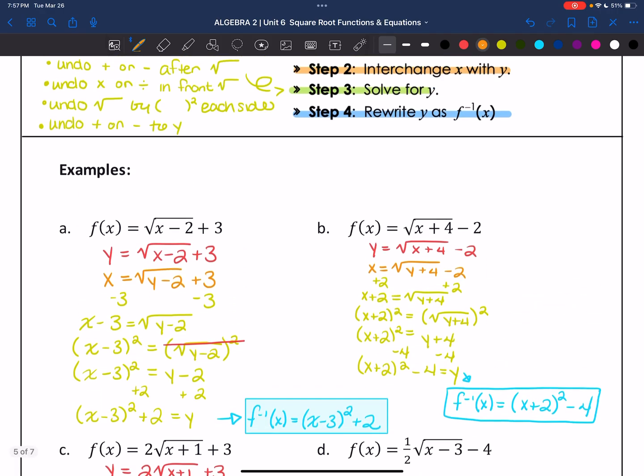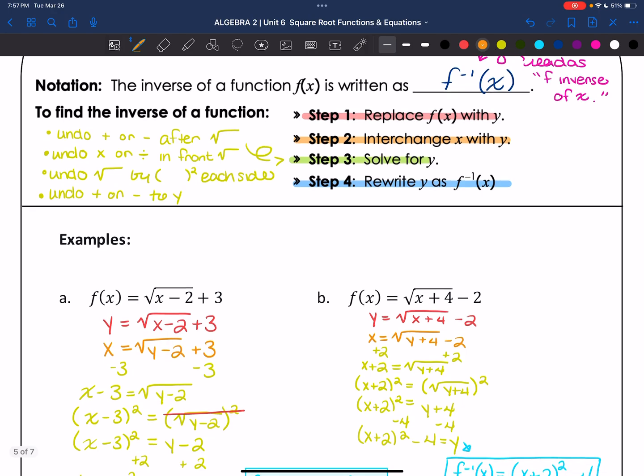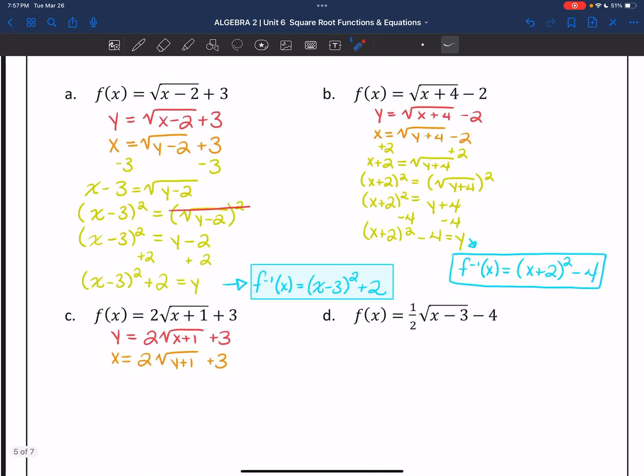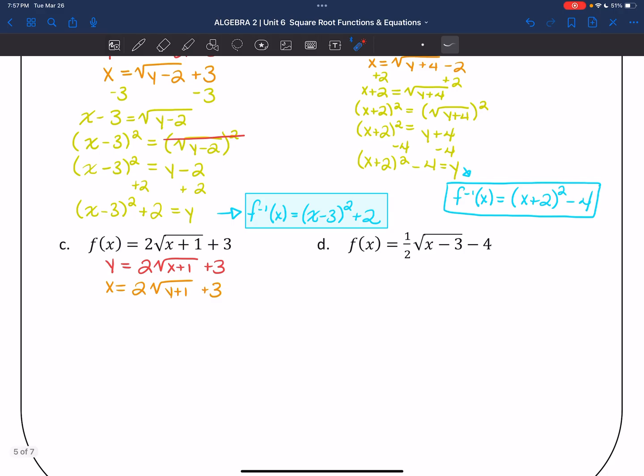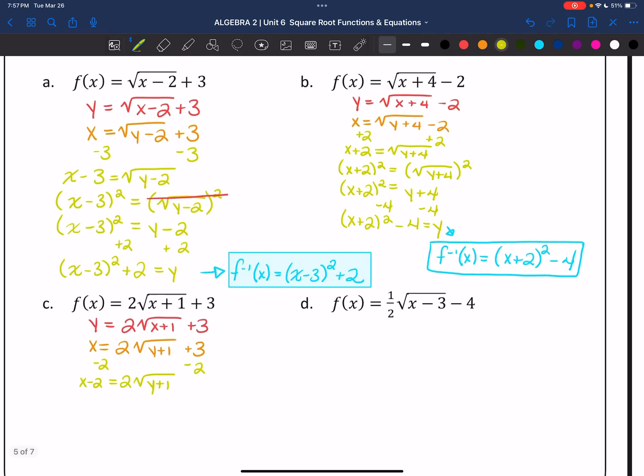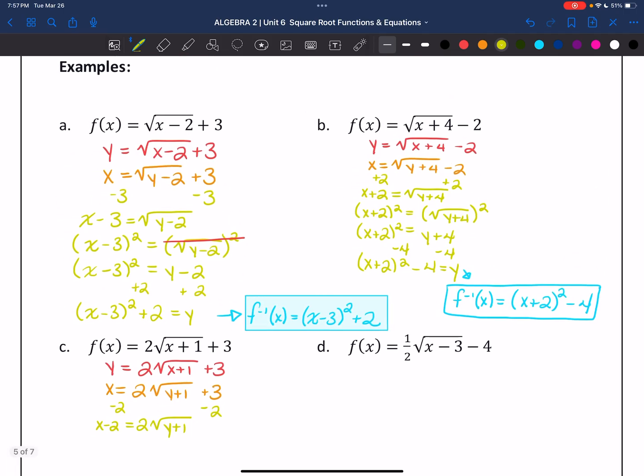All right, now we're on to that step where we are solving for y. So the first thing you want to undo is, like we see here, step number 1, undo adding or subtracting after a radical. We do have something after our radical being added, so I'll go ahead and subtract that amount. But notice now, I still have something in front of my radical. That's different from what we had seen previously.